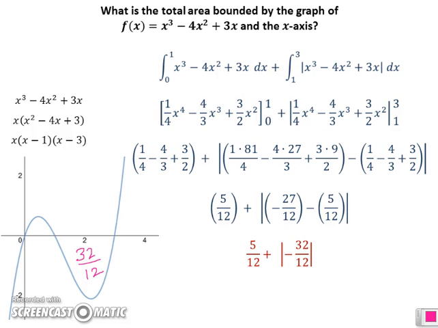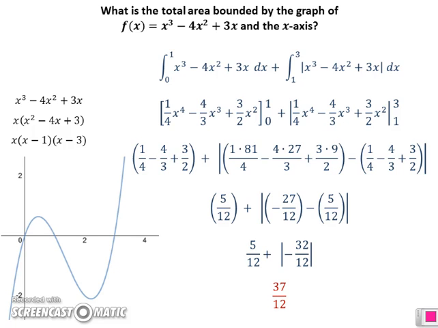If you're an AP student, you don't have to simplify ever, unless it's a multiple choice question and you're trying to match your answer to one of the choices. But if you left it as 32 over 12, if that was the final answer, you would be totally fine. It's not wrong. It's mathematically equivalent, and that's okay. Okay, so this is a positive 32 over 12 though. So final answer is 37 over 12 here.